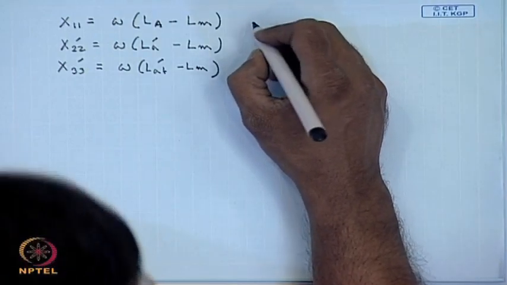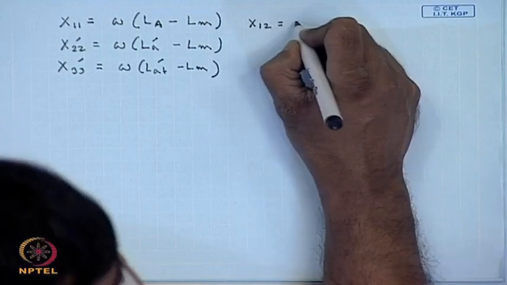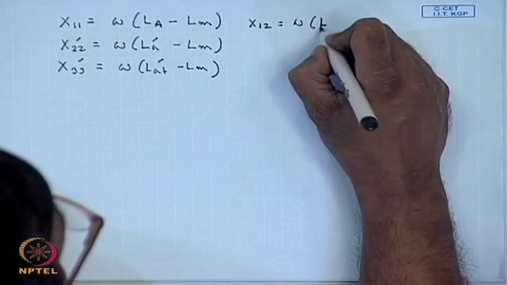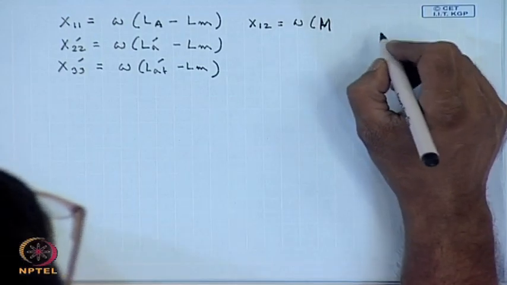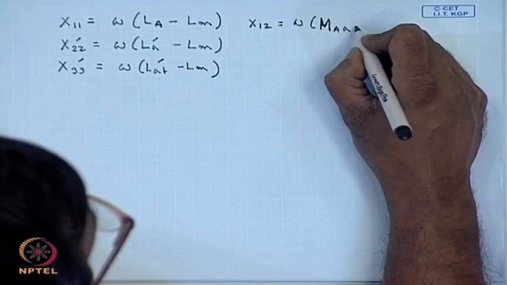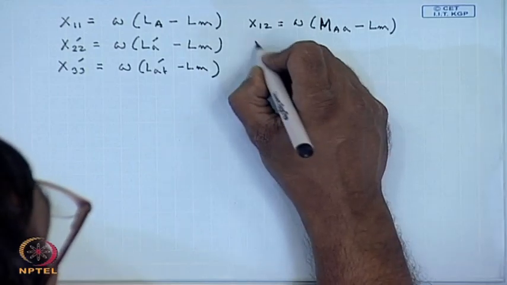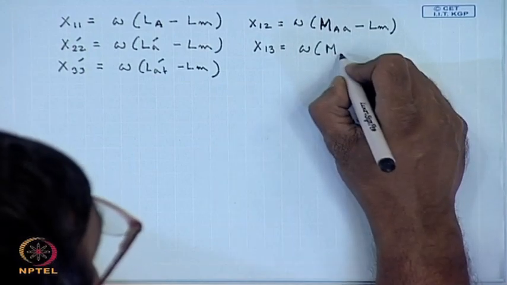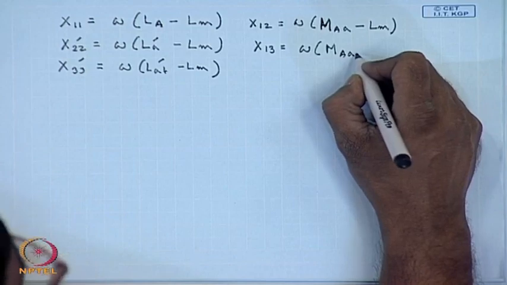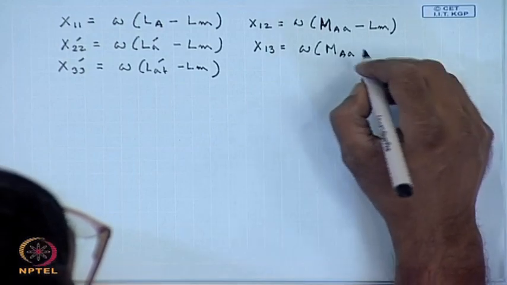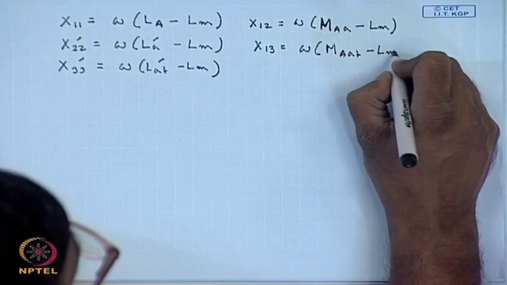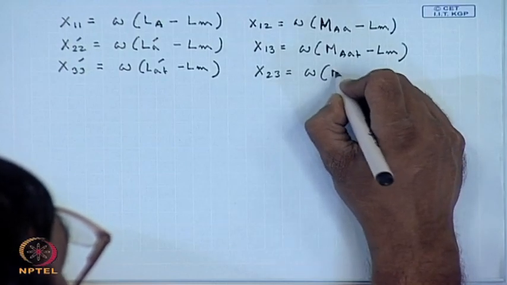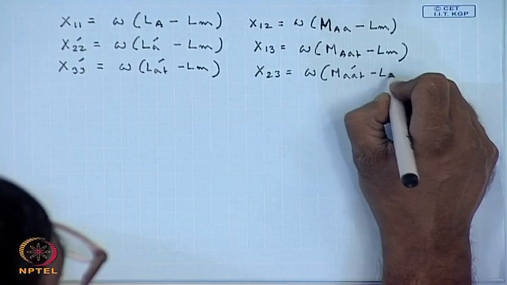Similarly, let us define x 12 to be equal to omega into L m A A dash minus L m, x 13 equal to omega into m A A T dash minus L m, and x23 equal to omega into m A A T dash minus L m.